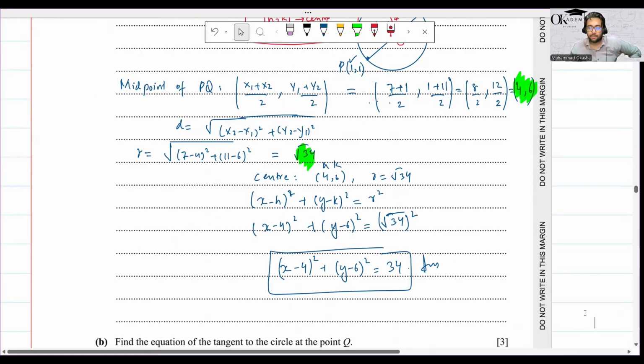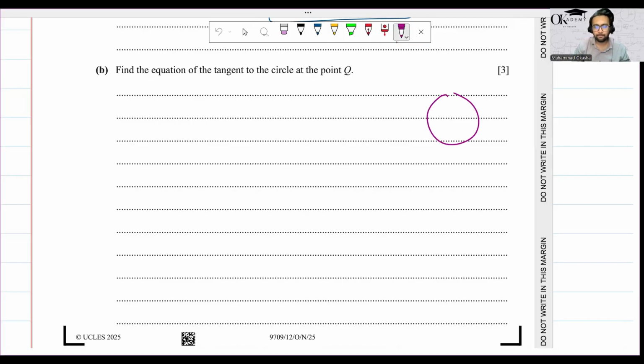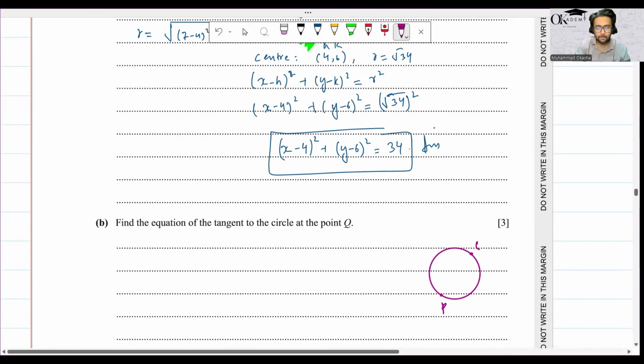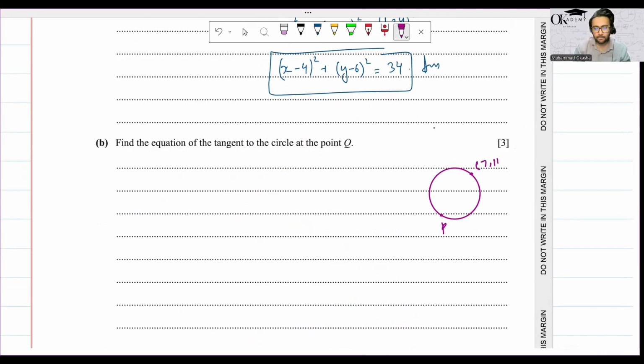Let's move on to the next bit. Find the equation of the tangent to the circle at point Q. So let's redraw the circle. We knew there was this diameter of the circle. This is point P, and let's say this is point Q. The coordinates of the point Q are (7, 11). And we know the center of the circle, which we just worked out, is (4, 6).